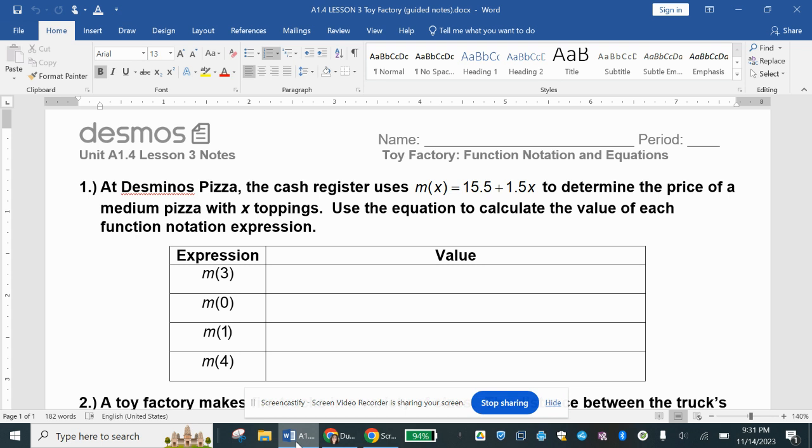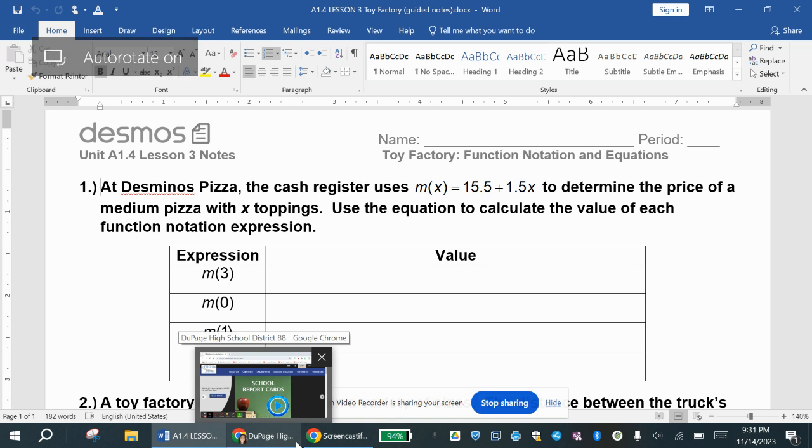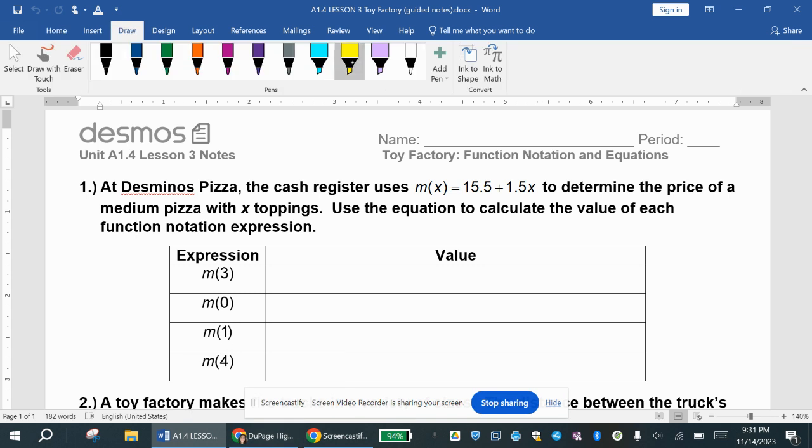If you think back to the lesson that we learned about yesterday, we were talking about Desmino's Pizza and the fact that they make small, medium, and large pizzas. For the large pizza, the cash register uses this function: M of x equals 15.5 plus 1.5x. Even though it's written as 15.5, this represents $15.50, and 1.5 is $1.50. That's for the extra toppings, okay? And they use that function to determine the price of a medium pizza with x toppings.